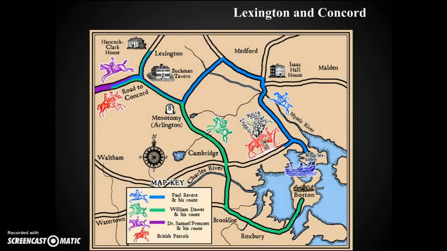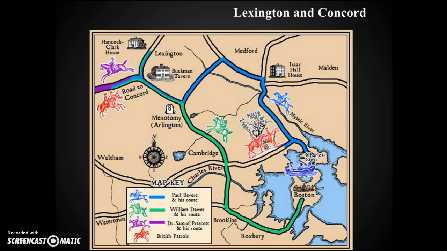This map shows the routes that Paul Revere, William Dawes, and Dr. Samuel Prescott would have taken to warn that the British were coming. And remember, the term British wouldn't have been used. They would have said the regulars are coming to let people know that they meant the British Army. And you can also see where the British patrols were. And these three individuals were charged with warning either they're coming by land or they're coming by sea.